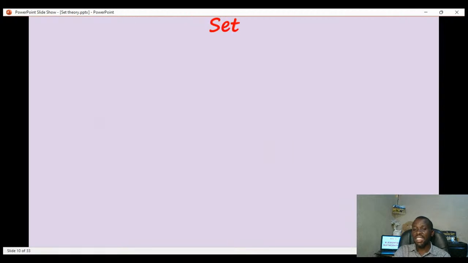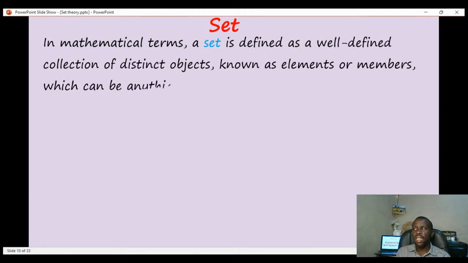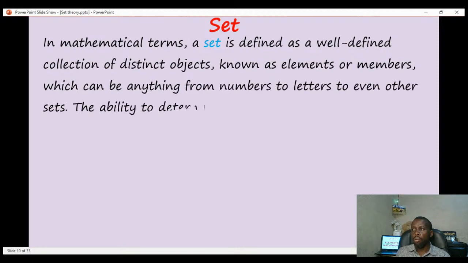Now, let's talk about the set itself. That was the set theory. Now we're going to talk about the set. In mathematical terms, a set is defined as a well-defined collection of distinct objects known as elements or members, which can be anything from numbers to letters to even other sets.